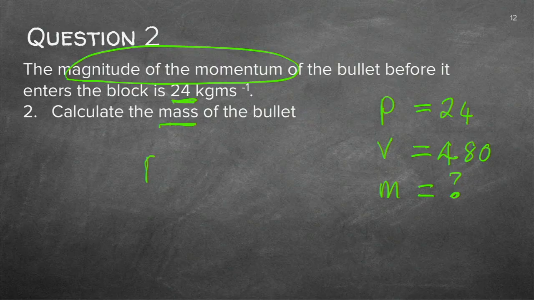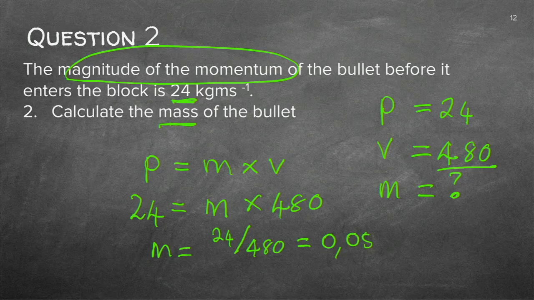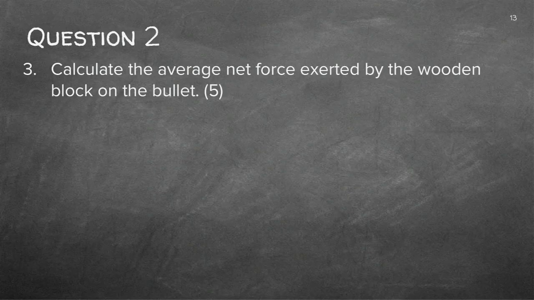Let's go right into the first equation we did when we started off with momentum. One object, one time. So I've got the momentum. I want to get the mass, and I've got the velocity, which is 480. I do the math, and it will be 24 divided by 480, which will give me an answer of 0.05 kilogram. It's a scalar, so you don't need any direction. Let's go to the next question.